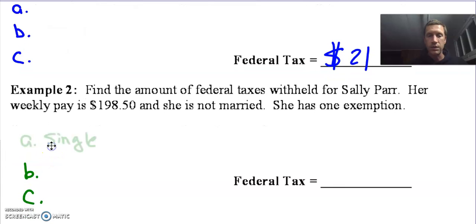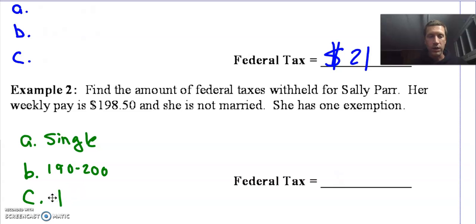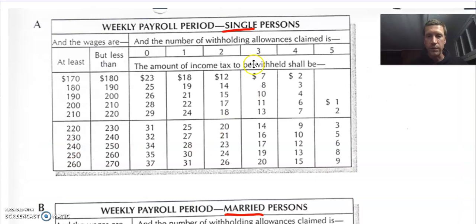Let's see. Next, Sally Parr, her weekly pay is $198.50. She is not married, so she's single, and she has 1 exemption. So single, she makes between $190 to $200. 1 exemption. So single, $190 to $200. 1 exemption. Let's go to our chart.